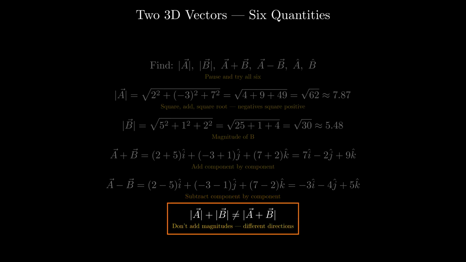A common mistake is adding the magnitudes. 7.87 plus 5.48 does not give the magnitude of the sum, because the vectors point in different directions.